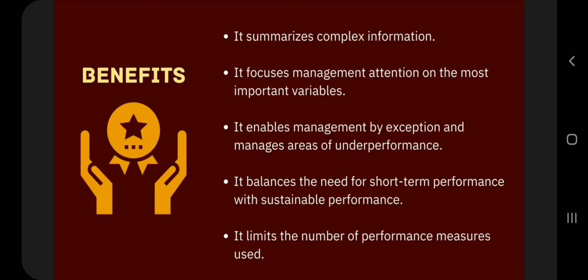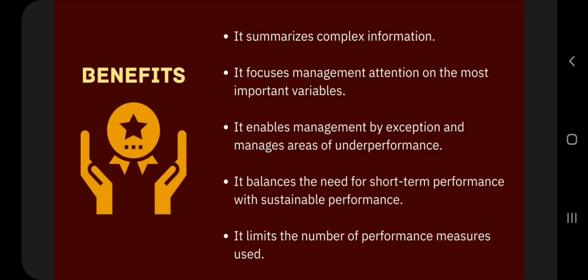Second, it focuses management attention on the most important variables. BSC helps companies reduce their reliance on inefficiencies in their processes, which we also refer to as sub-optimization. This often results in reduced productivity or output, which can lead to higher costs, lower revenue, and a breakdown in company brand names and their reputations.